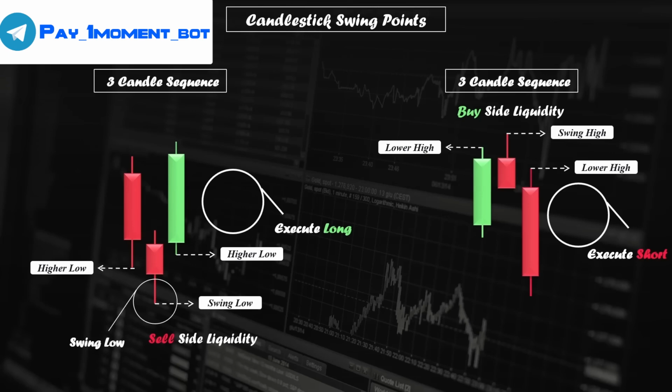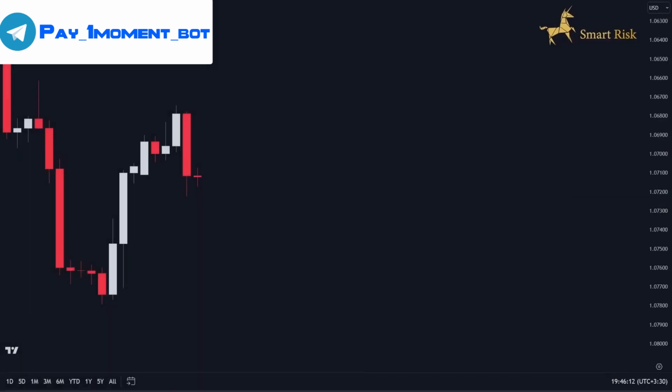But here comes an important point. Trading every double top and bottom in the middle of nowhere isn't effective. The best way to trade this pattern is by combining it with smart money concepts.